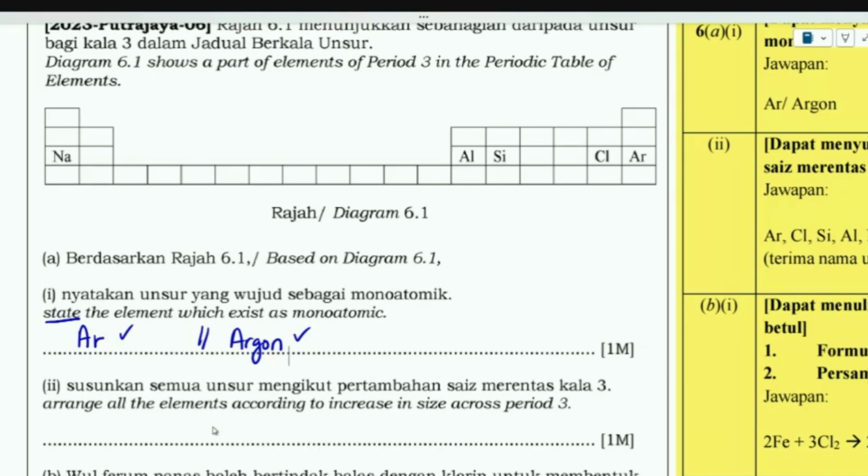Now arrange all elements according to increase in size across period 3. So how do you arrange? Going across the period, size decreases, right? So if increasing, reverse: Ar, then Cl, Si, aluminium, and Na.